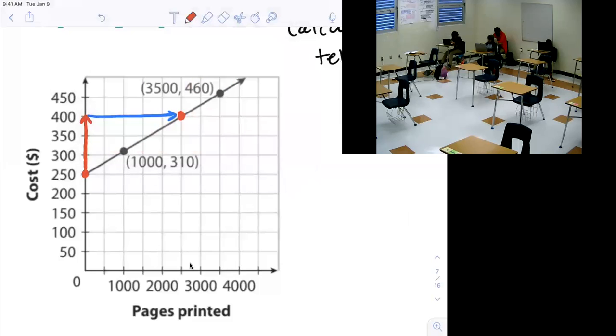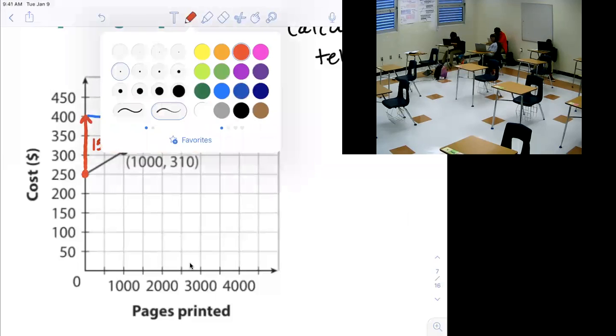So what's my rise? You look at the units. It's not going up by ones. What is it going up by? 50. Careful, because it goes from 250 to 300, 350, 400. So if it's going up by 50s, I got 50, 100, 150.